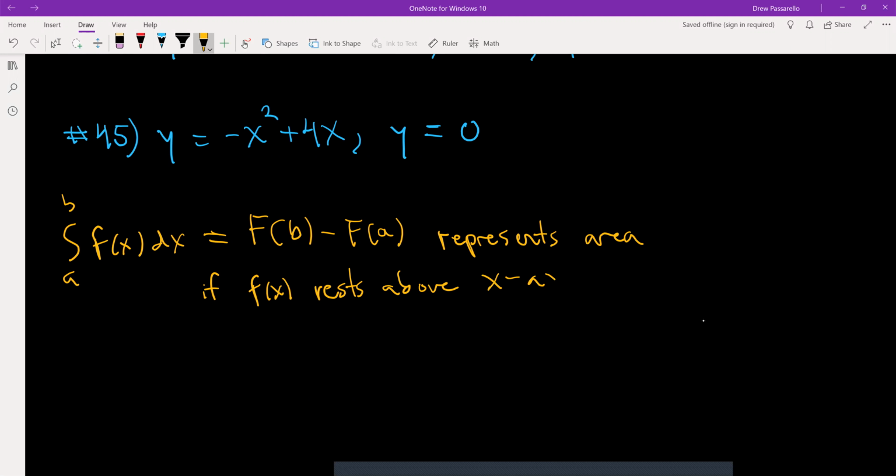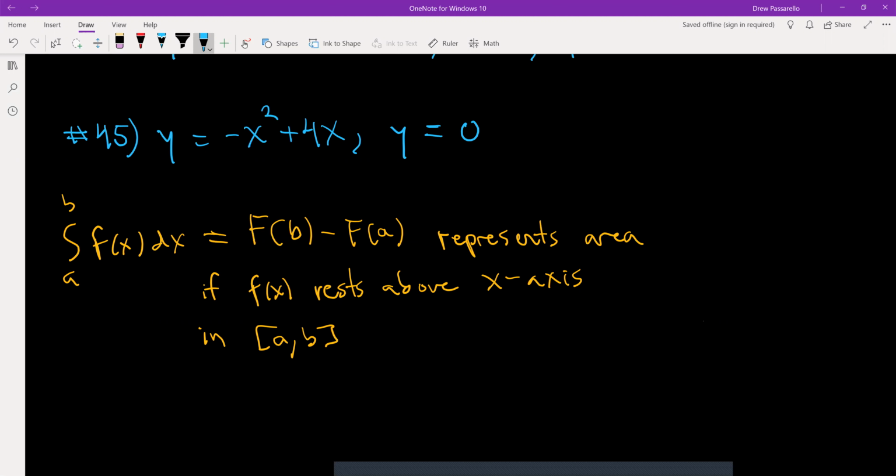For whatever region we're dealing with, the function rests above the x-axis from a to b. A definite integral, we know, can be negative, but in order for it to represent an area under a curve, since area is positive, we need the function itself to rest above the x-axis.